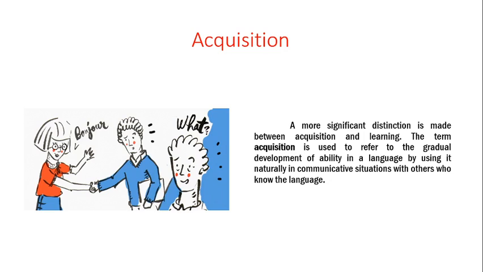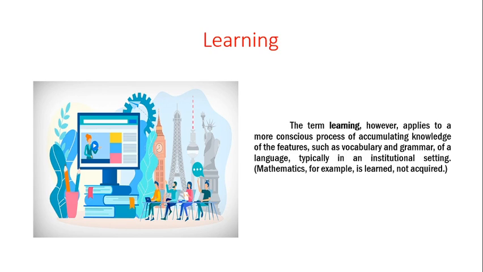Acquisition. A more significant distinction is made between acquisition and learning. The term acquisition is used to refer to the gradual development of ability in a language by using it naturally in communicative situations with others who know the language. Learning. The term learning, however, applies to a more conscious process of accumulating knowledge of the features, such as vocabulary and grammar, of a language, typically in an institutional setting. For example, mathematics is learned, not acquired.